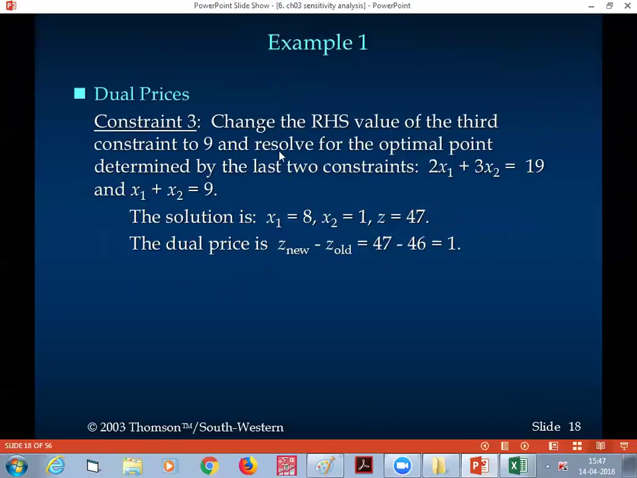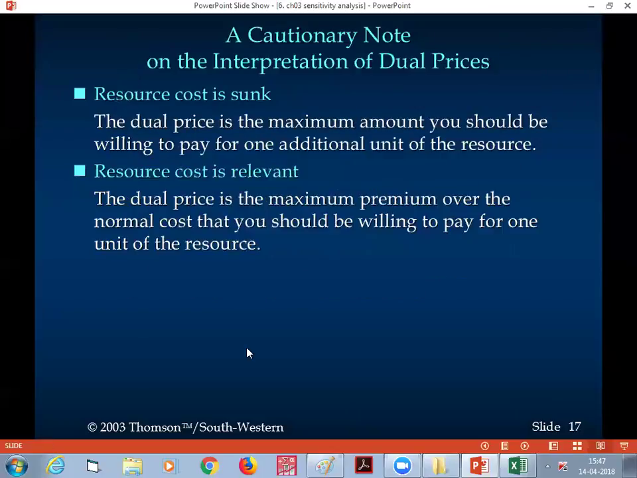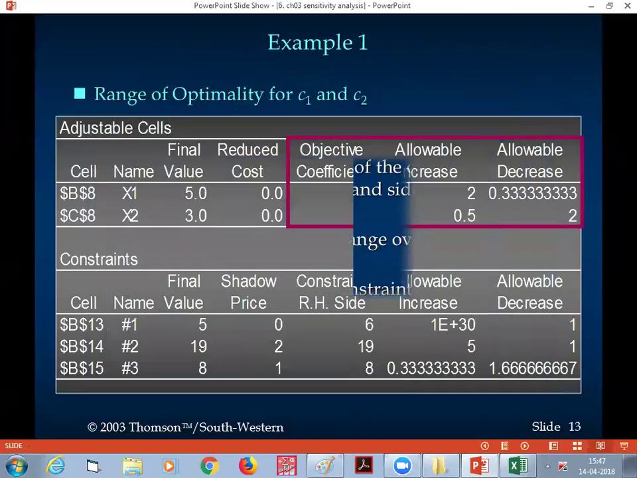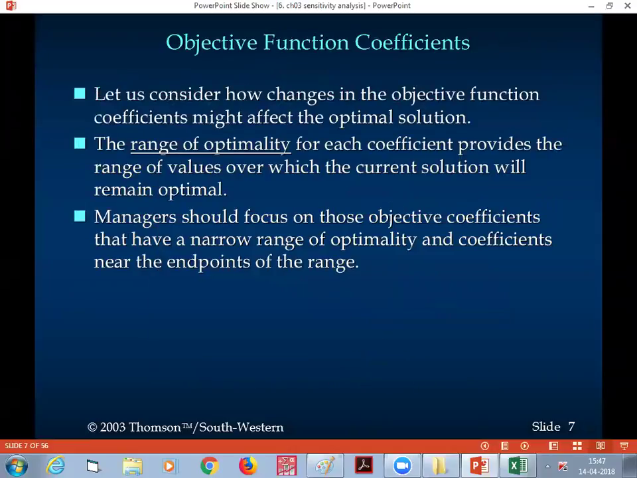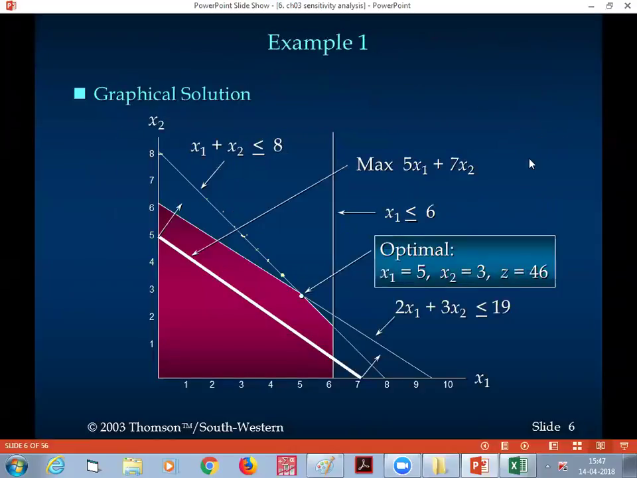And for the third constraint, we now change it to 9. What is binding? Binding basically means, see, left-hand side equals right-hand side at our optimal point.